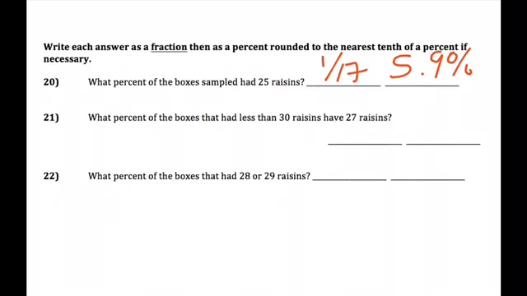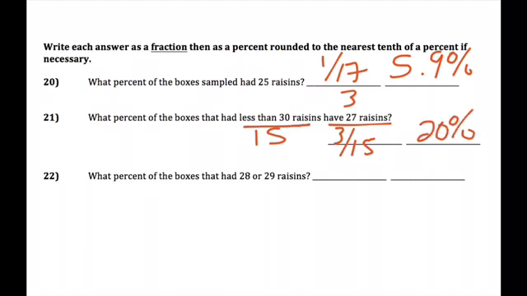What percent of boxes had less than 30 raisins? Sorry, let me read that again. What percent of boxes that had less than 30 raisins actually have 27 raisins? So there are 15 boxes that have less than 30 raisins. Out of those 15, 3 have 27. So our fraction is 3 out of 15, which is 20%.